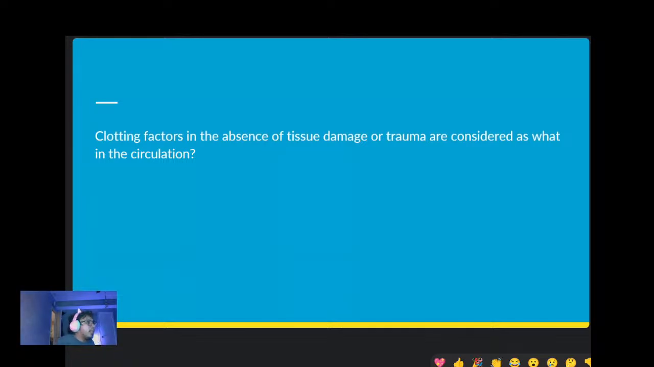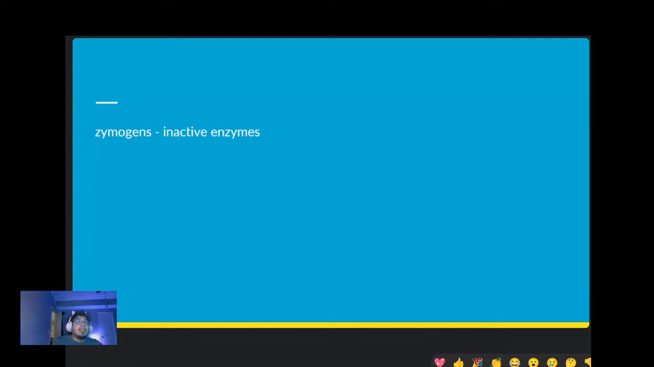Alright. So these clotting factors are found in the liver. They are produced by the liver. Now, clotting factors in the absence of damaged tissue or trauma are considered as what in the circulation? They are considered as zymogens, meaning they do not have any activity at all. They are inactive. Okay? Zymogens. Kaya nga makikita nyo lagi may fibrinogen, plasminogen. Pag may nakita kayo mga "ogen" sa dulo, inactive form yon. Kailangan niya ng activator. Tandaan nyo yon.